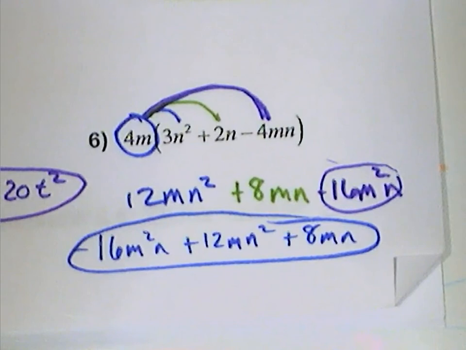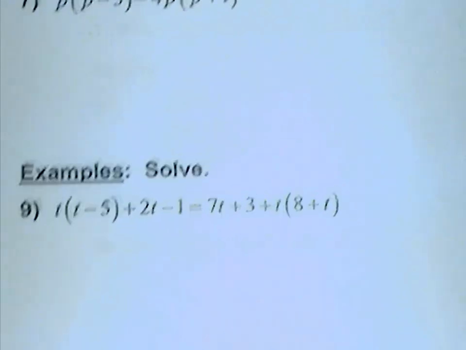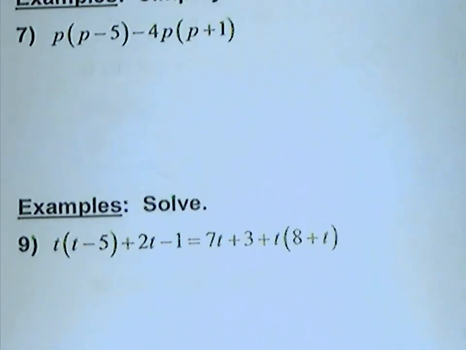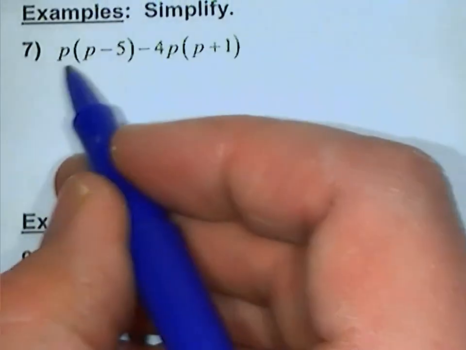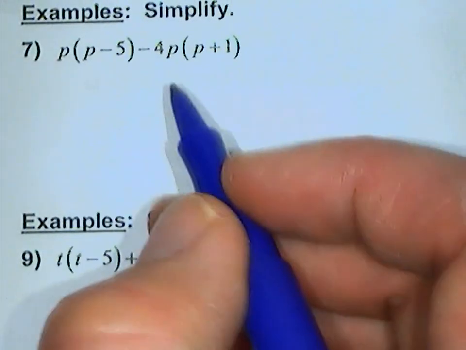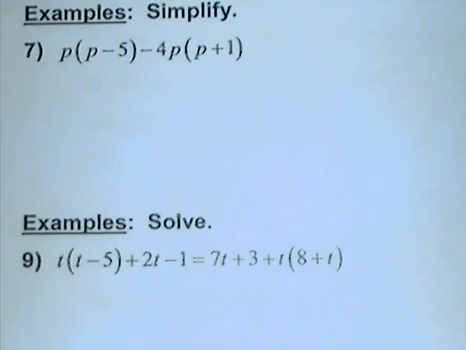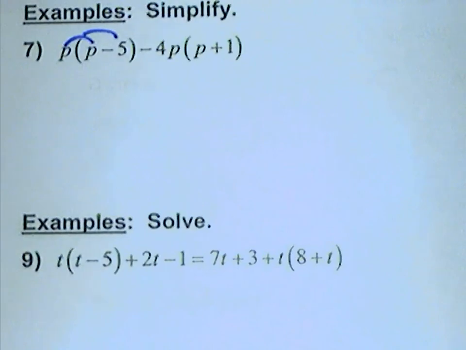Okay? Questions? Again, we're not going to do every single one of these on the back, guys. We're going to do a couple more. Let's do number 7. I've got p times p minus 5, and then I have minus 4p times p plus 1. Okay, so let's go ahead and distribute. Taking that p times p minus 5.